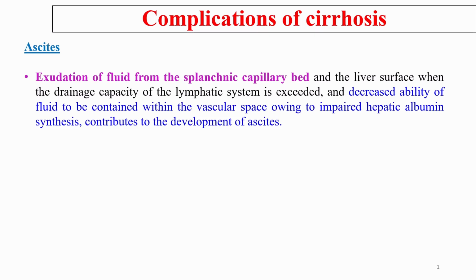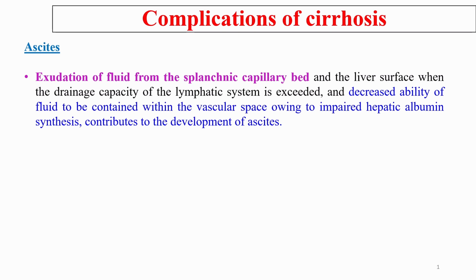Beyond the hormonal and pressure changes, other factors contribute to ascites. When the lymphatic system can't drain fluid fast enough, excess accumulates. Low albumin, due to impaired liver synthesis, reduces oncotic pressure and allows fluid to leak into the abdomen.